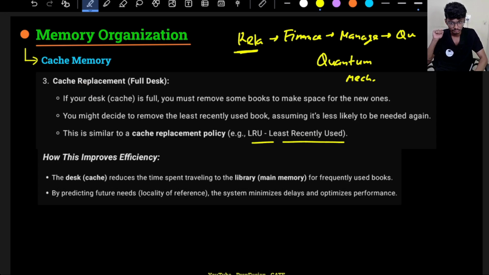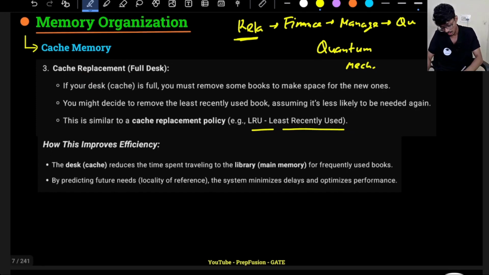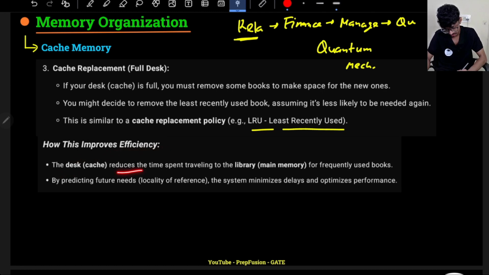Okay, so it is less likely to be needed again. It can be needed, but we assume it is less likely to be required. So how does it improve the efficiency? The desk reduces the time spent traveling to the library and wasting your time on phone by predicting future needs. Of course we can go wrong, but it will optimize the performance and system delays.